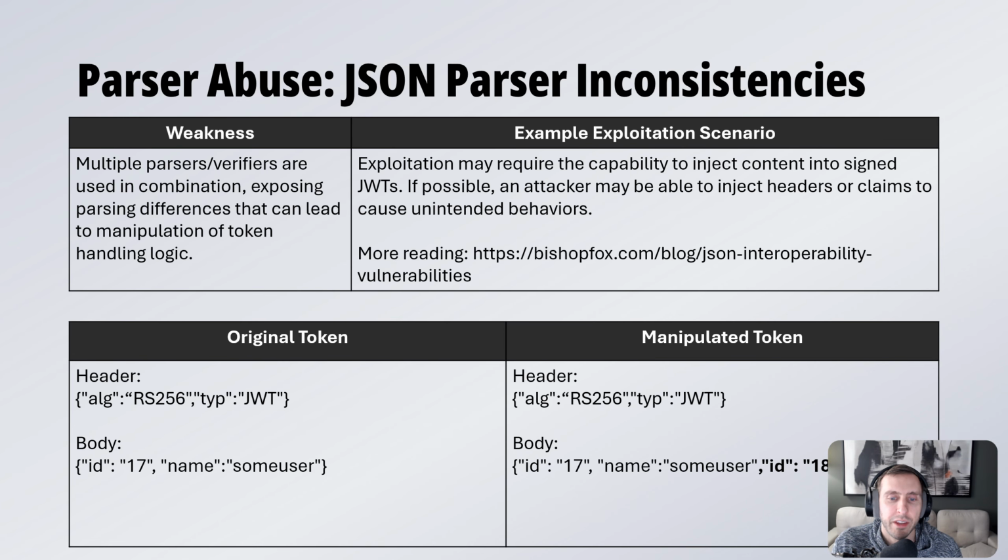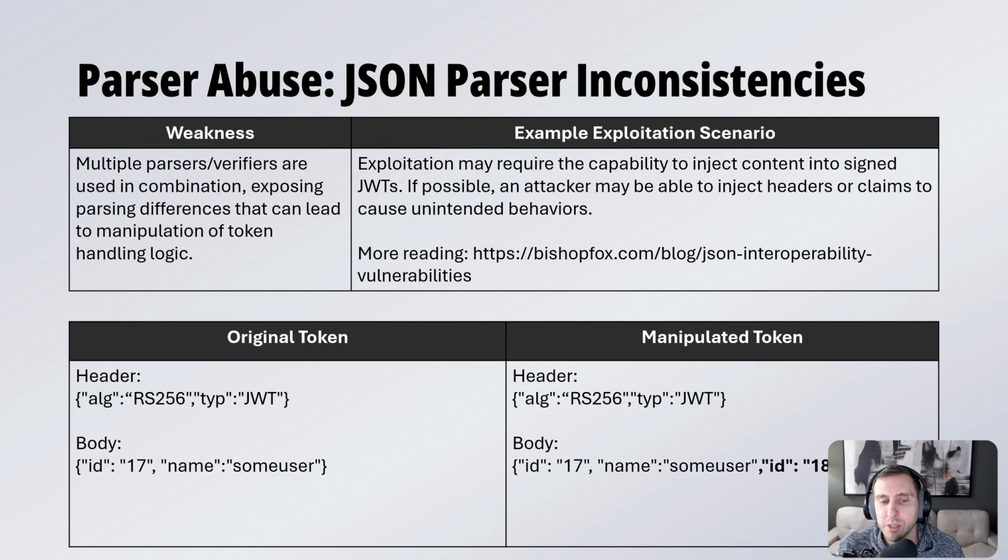Another one that is worth considering and has been referenced, but really is kind of a topic on its own, so I didn't go into detail here, and I've linked Bishop Fox's article on JSON interoperability vulnerabilities that I think is probably essential reading if you want to be able to test for and exploit these issues. That would be parser inconsistencies of the actual JSON parsing within the tokens themselves. And so you can see in this example here, I've modified the body of the token to include an additional ID referencing an additional user.